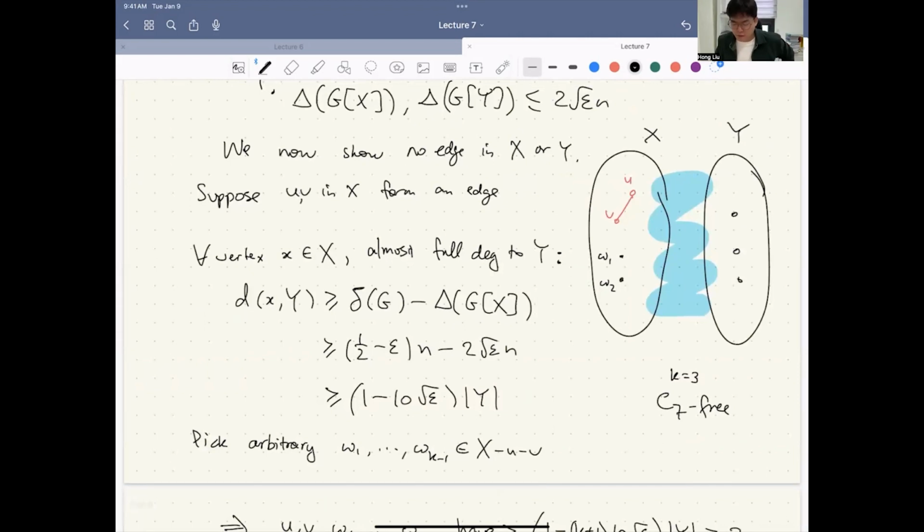So we prove that G is bipartite. But we are not done. We're almost done.